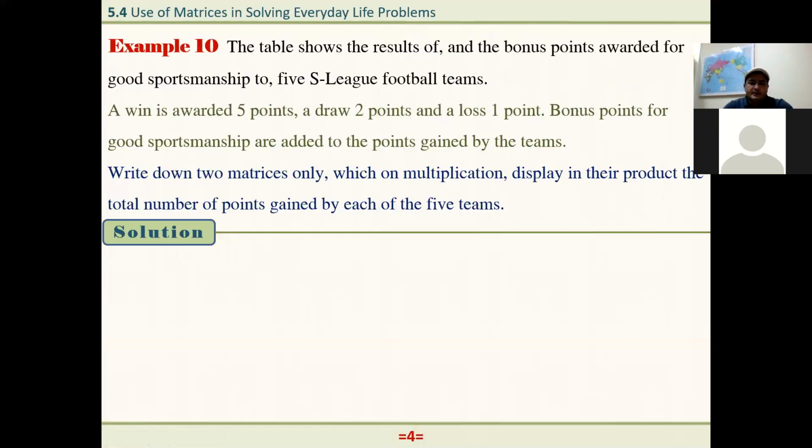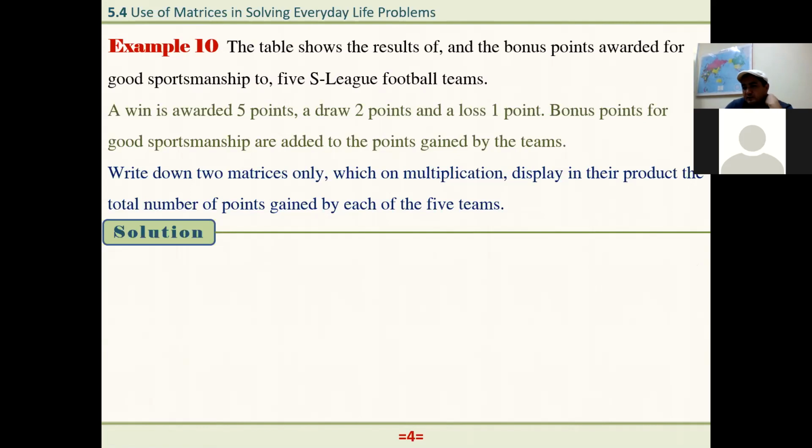So one example, you read it, I will listen to you. Example 10: the table shows the results of and the bonus points awarded for good sportsmanship to 5 S-League football teams. A win is awarded 5 points, a draw 2 points, and a loss 1 point. Bonus points for good sportsmanship are added to the points gained by the teams. Write down 2 matrices whose multiplication displays in their product the total number of points gained by each of the 5 teams.